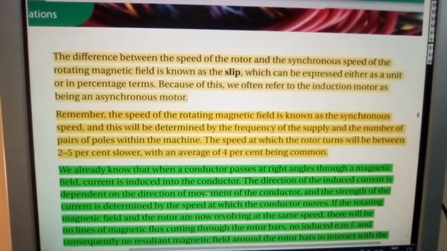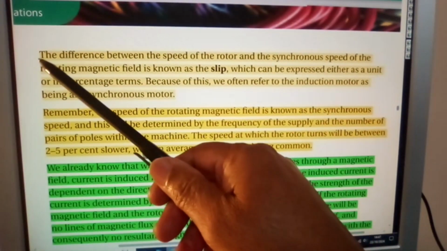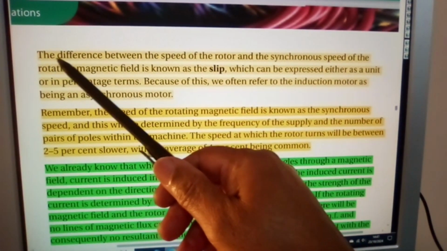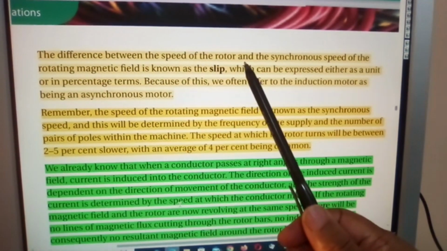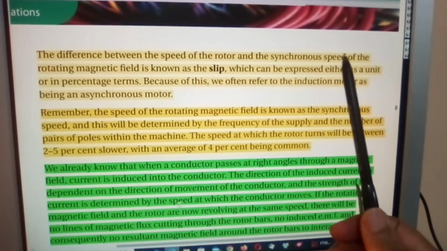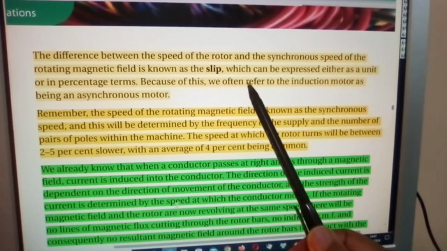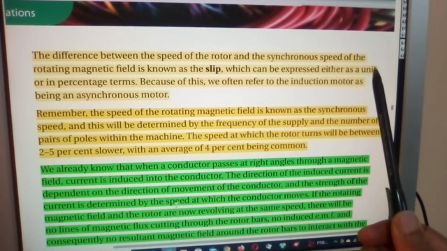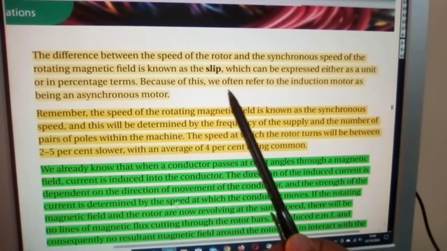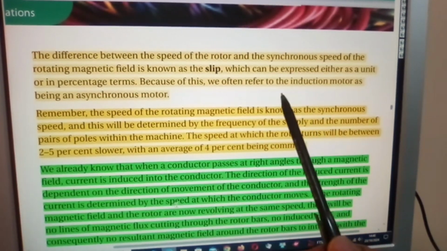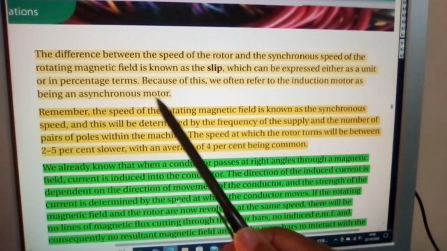Now I made this slightly larger because I want to be able to emphasize, for those of you with bad eyesight like myself, the difference between the speed of the rotor and the synchronous speed of the rotating magnetic field is known as the slip, which can be expressed either as a unit or in percentage terms. Because of this, we often refer to the induction motor as being an asynchronous motor.